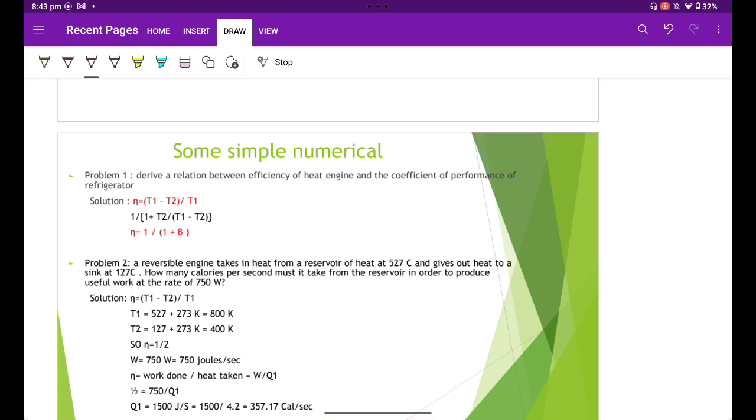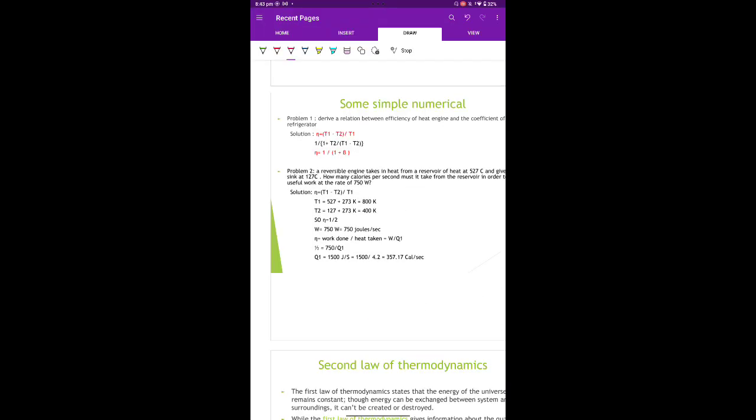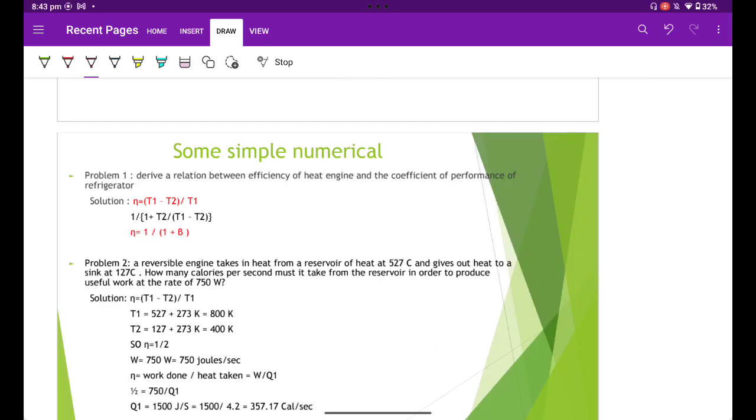Then there may be certain numericals which could be asked, such as what is the relation between the efficiency of a heat engine and the coefficient of performance of a refrigerator. Since efficiency is given by T1 minus T2 by T1, the efficiency becomes 1 upon 1 plus beta.